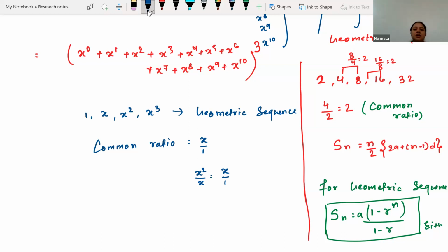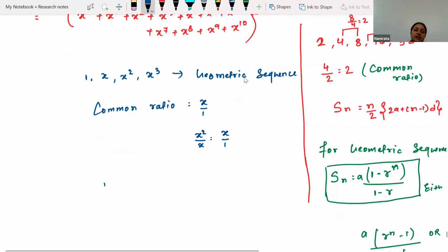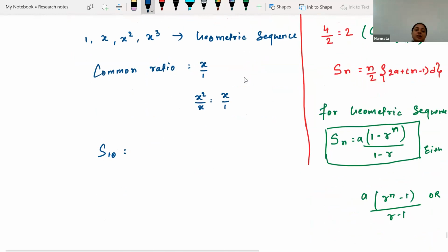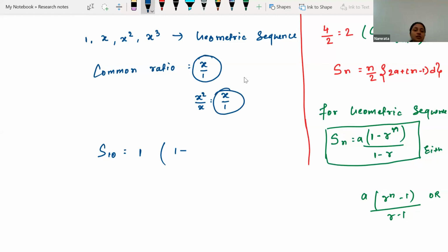Let's use this formula. Since sum is there, the sum of 10 terms we will be finding as S10 equals a, the first term, which is x to the power 0, that means 1. 1 minus the common ratio x to the power n, meaning 10, divided by 1 minus x. Is it clear, Lina?